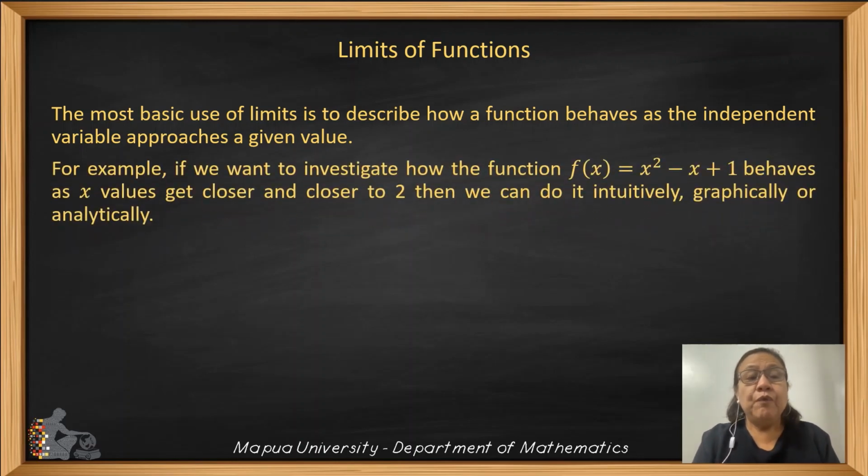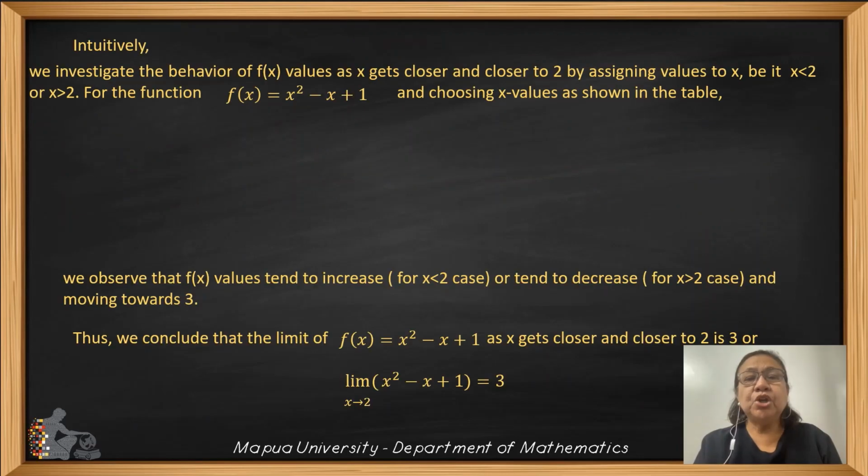The most basic use of limits is to describe how a function behaves as the independent variable approaches a given value. For example, if we want to investigate how the function f of x given by x squared minus x plus 1 behaves as x values get closer and closer to 2, then we can do it intuitively, graphically, or analytically. Intuitively, we investigate the behavior of f of x values as x gets closer and closer to 2 by assigning values to x. This can be less than 2 or greater than 2.